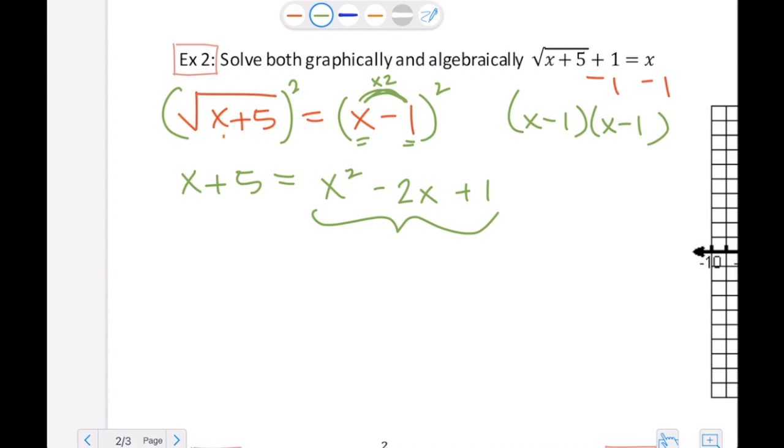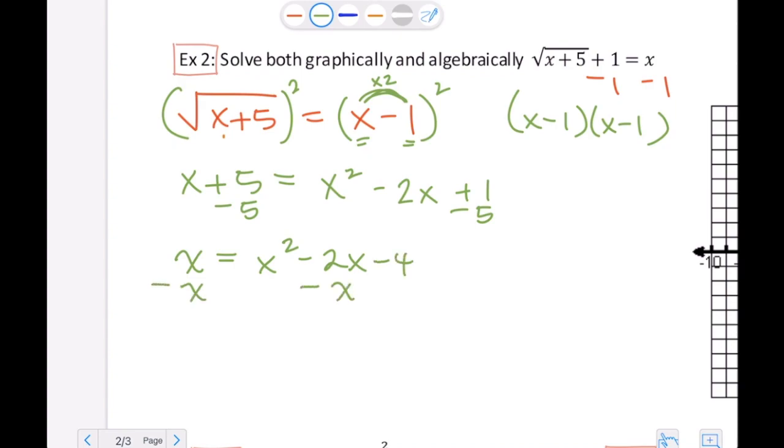So when we want to solve quadratics, we want to set the entire equation equal to 0. So I'm going to subtract 5 from both sides. So I'll have x is equal to x squared minus 2x minus 4. And then I'm going to subtract x from both sides. So I end up with 0 is equal to x squared minus 3x minus 4.